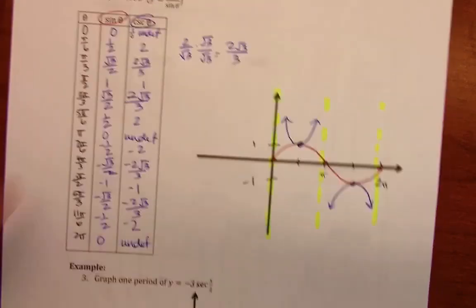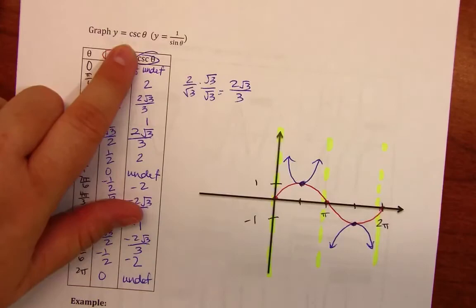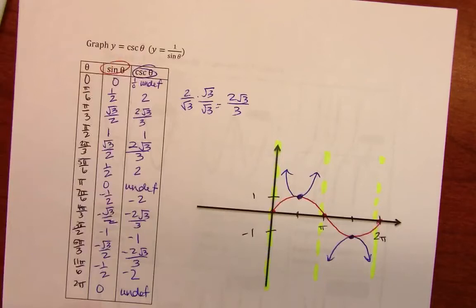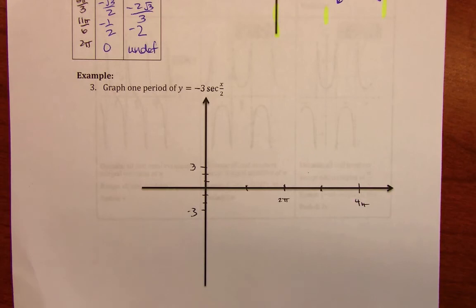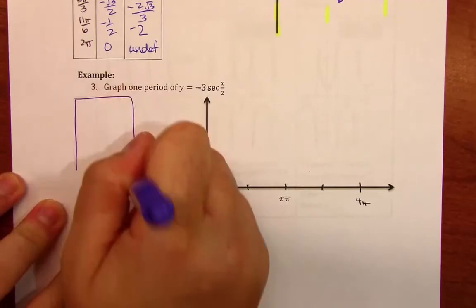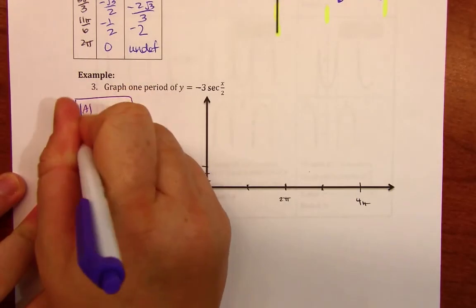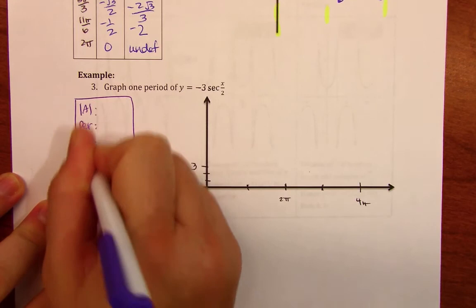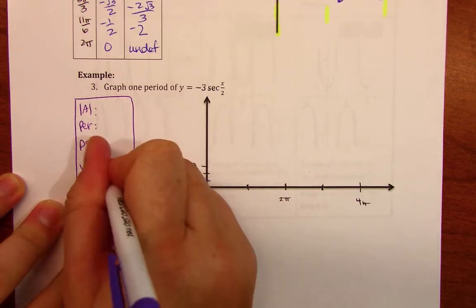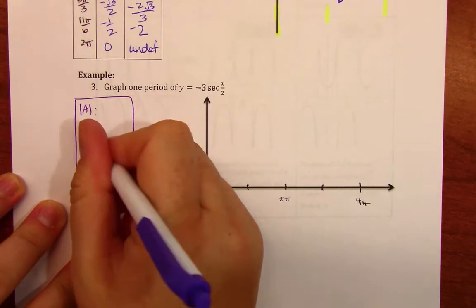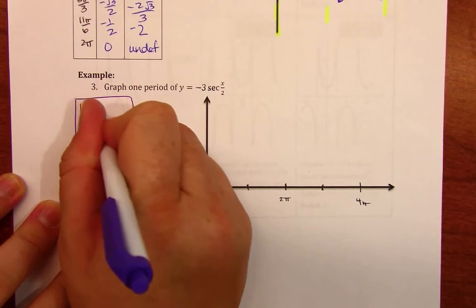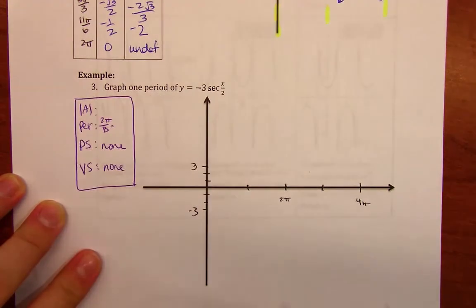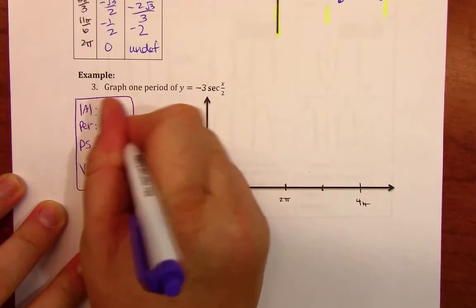Well, you can do this for cosecant, or you can do this for secant. I did it for cosecant. But I'm going to graph an example of secant here. So I'm still going to use the same table. Well, looking at this, there's no vertical shift, there's no phase shift. The period is still 2 pi over b. So 2 pi over 1/2 is going to give me 4 pi.